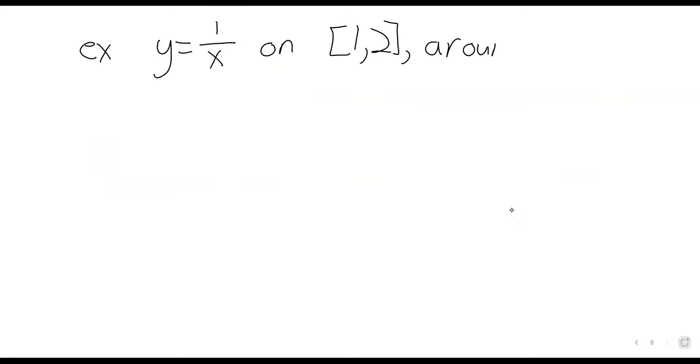I will write my example a little compactly, but I hope it's clear. We're taking the curve 1 over x on some interval, the interval from 1 to 2, and we're rotating it around the x-axis. Before we go into this example, does anybody have any questions about what we've done so far?